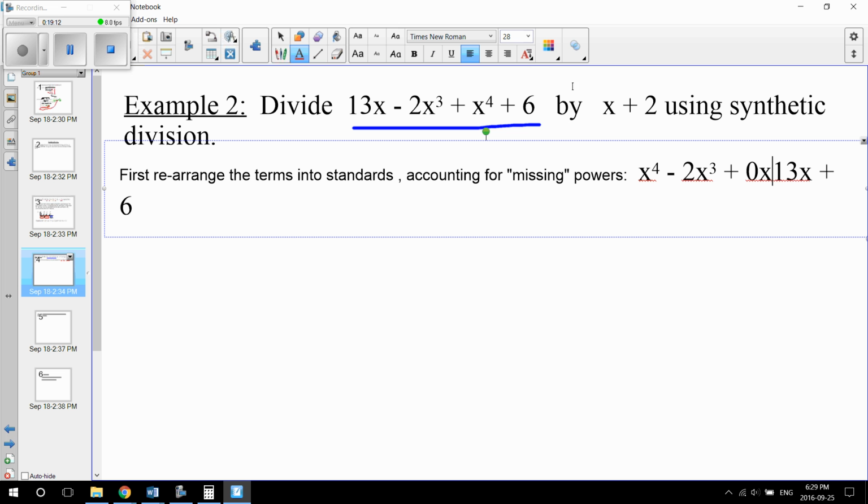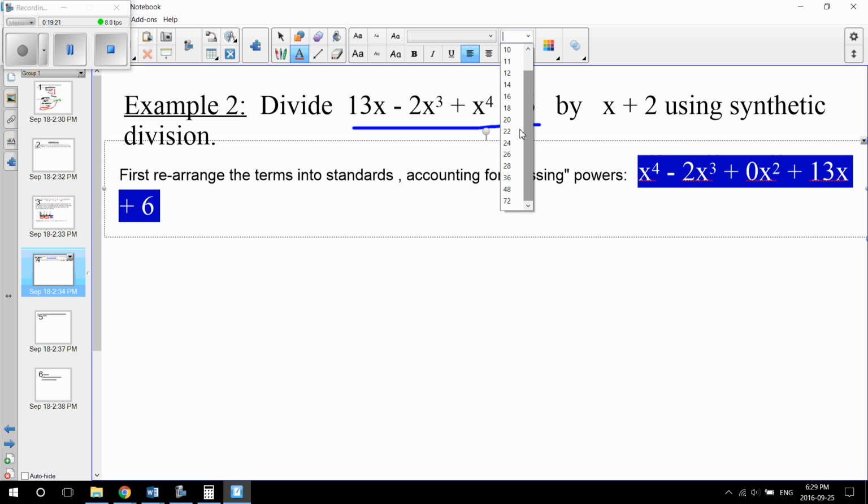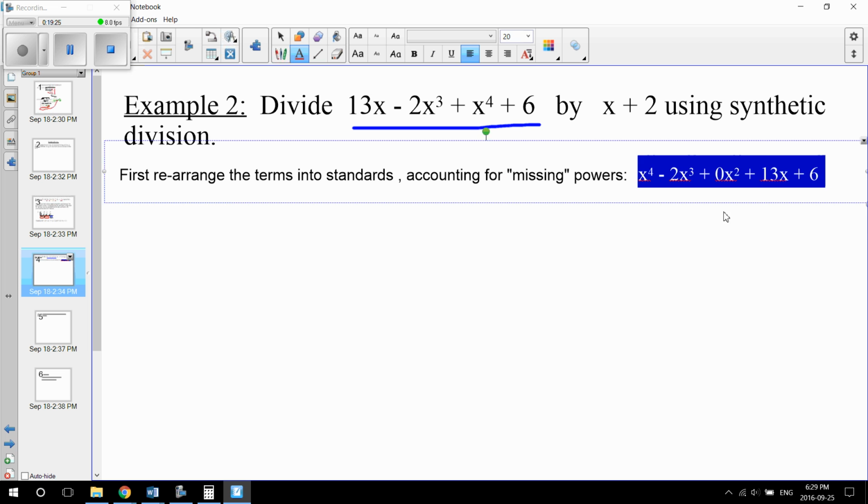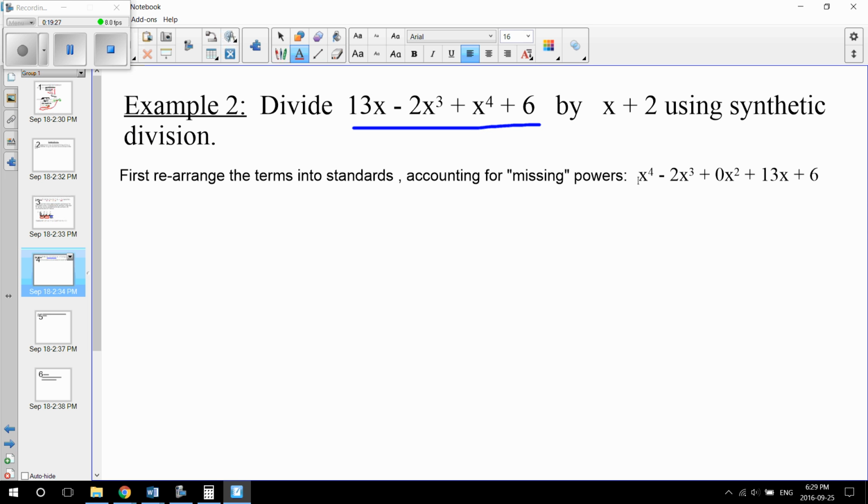Just adding in that 0x squared and rearranging it around. There we go. So now it's in order for standard form. We have highest power first, lowest power last, and we added in that 0x squared so that we have all those missing powers.